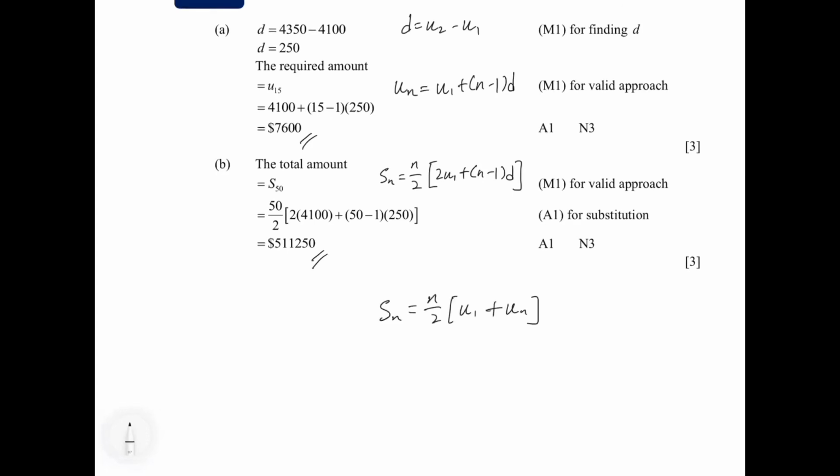And for some of the examples involving arithmetic sequences, if we are required to find the sum of the first n terms, and at the same time we are given the values of the first term and the nth term, then we can use this formula: Sn equals n over 2 times the bracket, the sum of u1 and un.